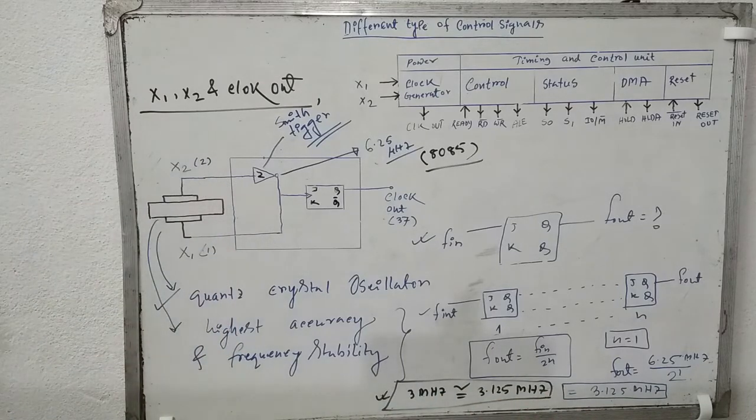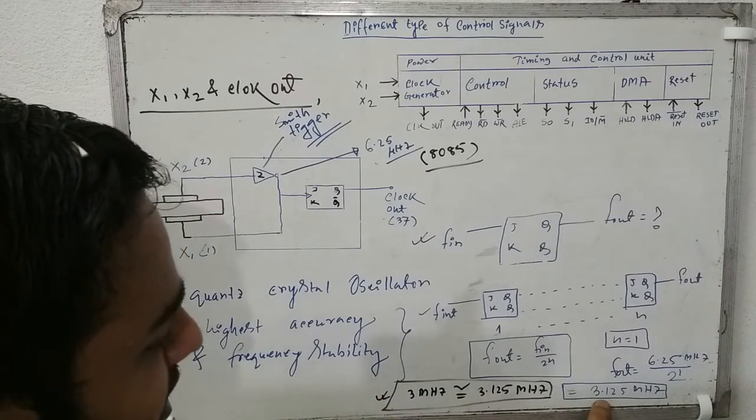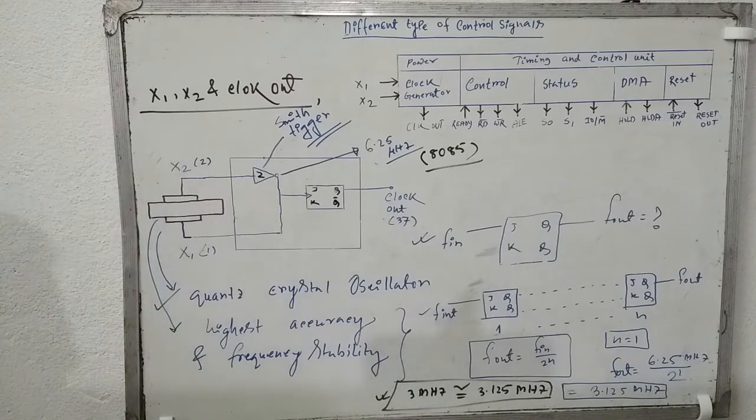So this is the ideal frequency of the 8085 microprocessor, which is 3 megahertz, and here we get 3.12 megahertz. The 8085 microprocessor is operated on this frequency.